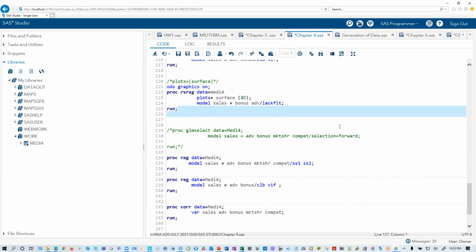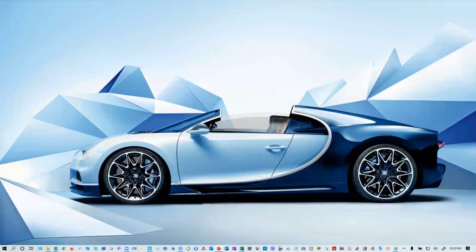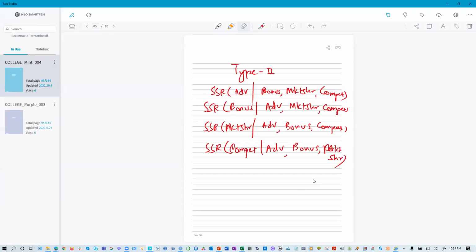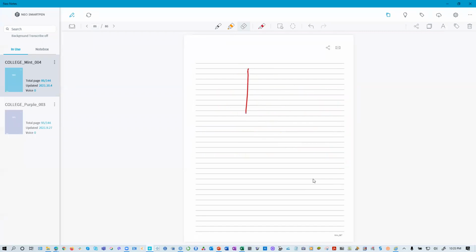This is what I'm talking about, the way they have drawn this one. Let me go to the results. Bonus here, advertising here. So here you have sales, this is Y. Here you have X1, let's say advertising. Here you have X2, bonus. This is in 3D. See your data here, in three-dimensional space. Then you're going to have a plane going through that.